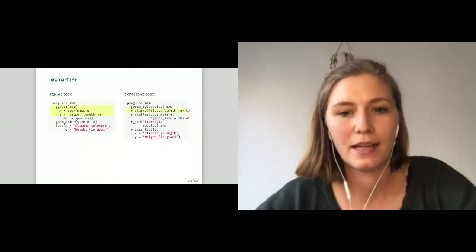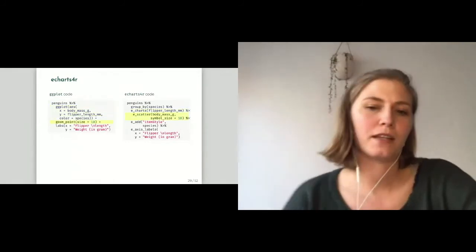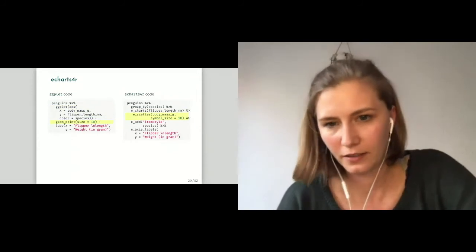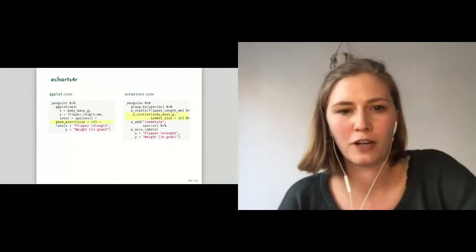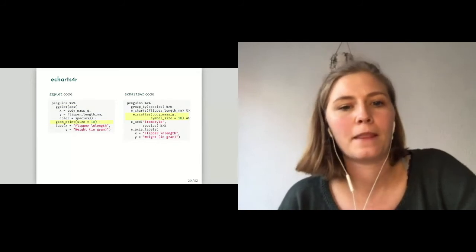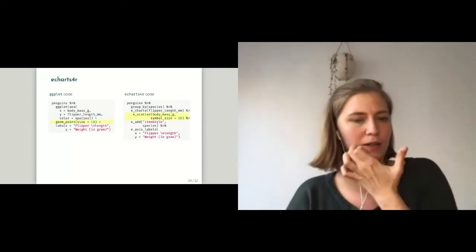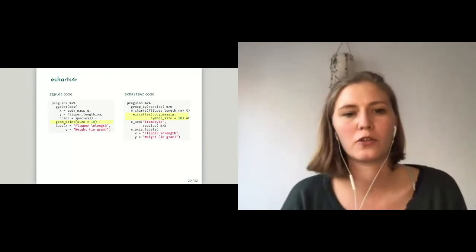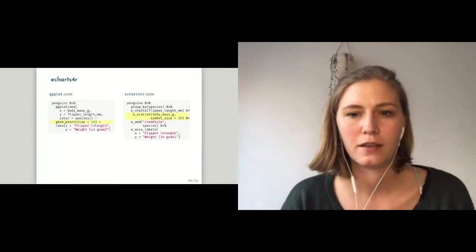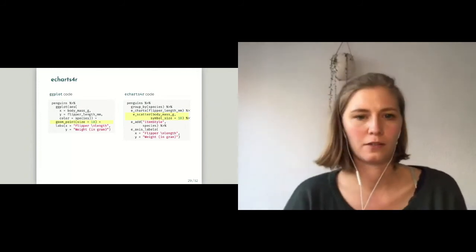And then in the next step, you can define your scatter plot. In eCharts4R, it's called eScatter. And here you also define your x-axis in eCharts4R. And in ggplot, I just did it a bit earlier. But you can also define in ggplot here the point size, which is symbol size in eCharts4R.